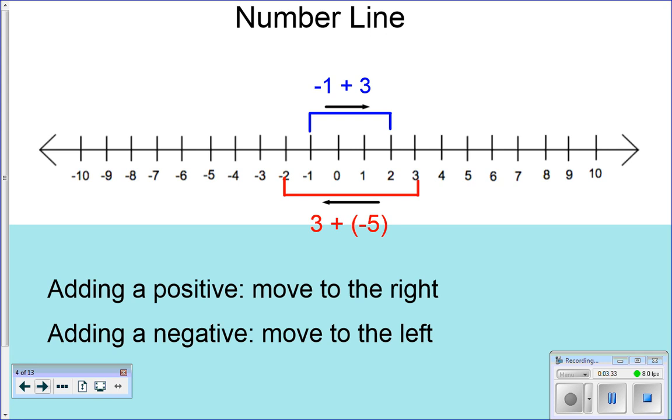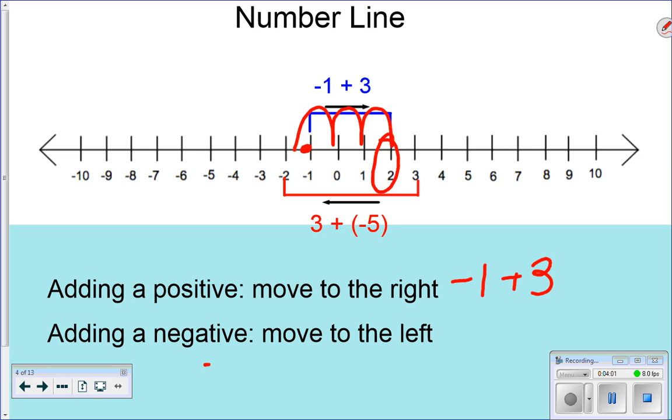When you use a number line and you're adding a positive, what you do is you move to the right. Okay, so here's my example. Let's do negative 1 plus 3. On the number line, I'm going to find negative 1. There it is. And if I'm adding a positive, which I am, I'm adding 3, I'm going to move to the right 3 spaces. So 1, 2, 3, and where I stop, that's my answer.